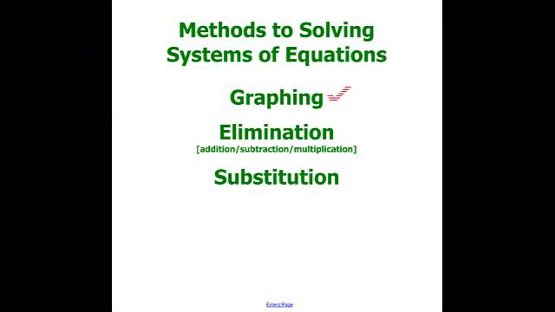Welcome to math. We are working tonight on our second method of solving a system of equations, which is elimination. We did graphing before your midterm and practiced it a little, so now we can move on to elimination, and we'll do substitution tomorrow.